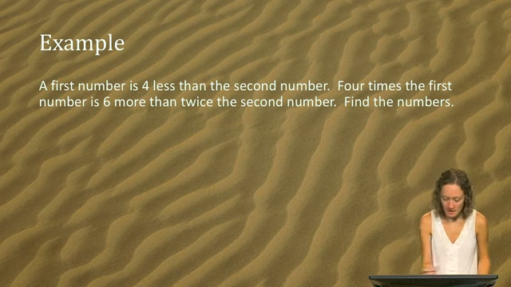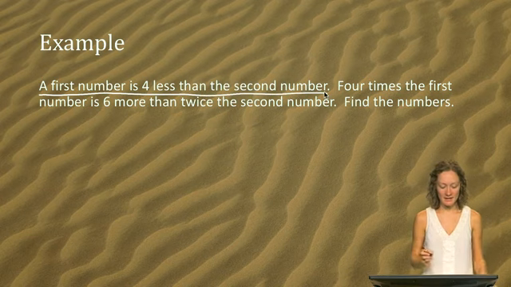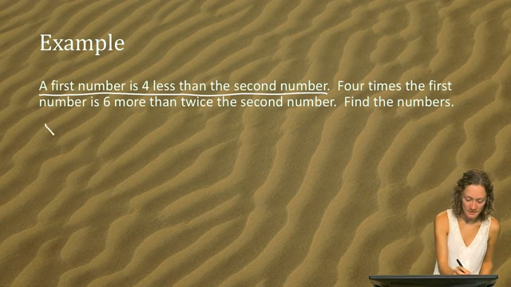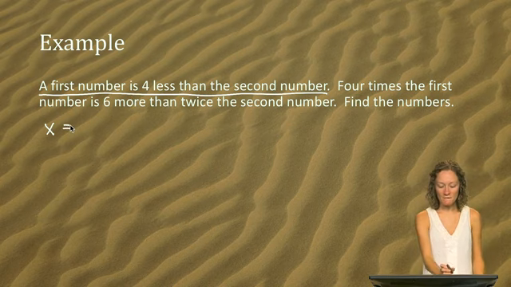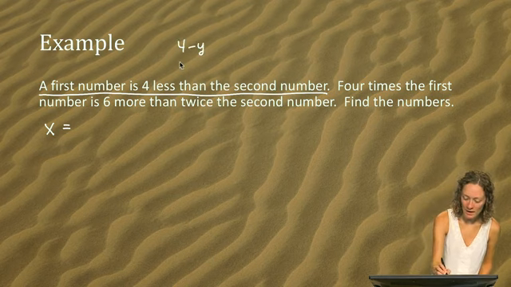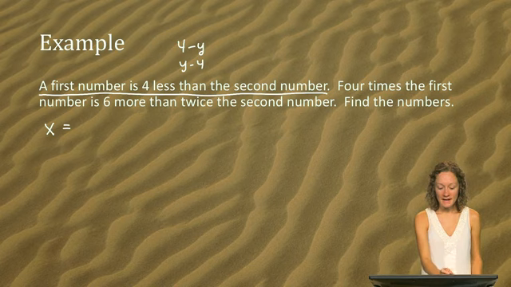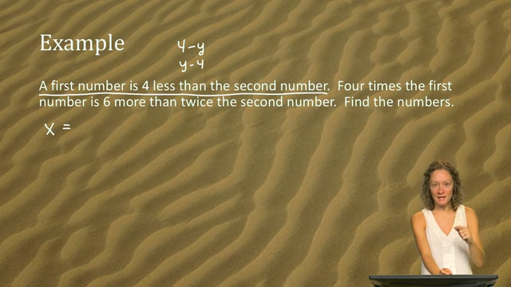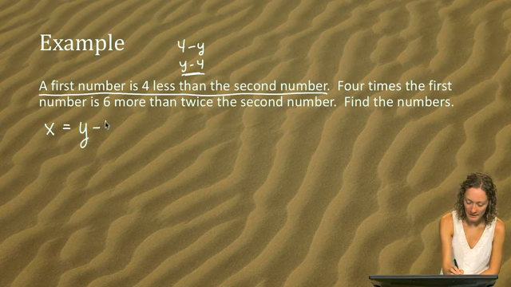So the first sentence says a first number is 4 less than the second number. What does that look like as an equation? What do we want to call a first number? Pick whatever variable you want to. We can say x. Then "is" is typically an equals word. 4 less than the second number, what does that look like? The debate is 4 minus y or y minus 4. What do you think? If I say I have 4 less dollars than you have, how do you figure it out? You would take the amount of dollars that you have and subtract 4 from it, right? 4 less than means subtract 4. So it'll be y minus 4.